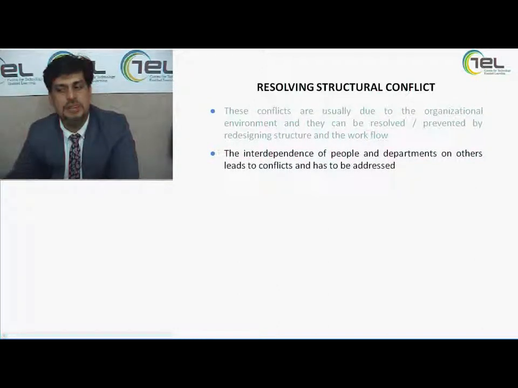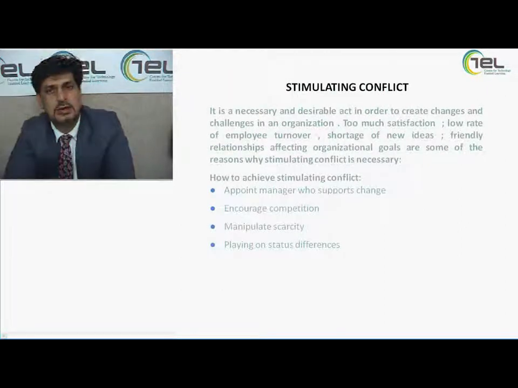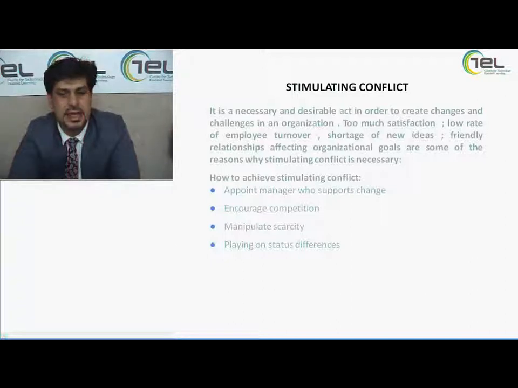The interdependence of people and departments on each other leads to conflicts, and this needs to be addressed. Wherever over interdependence of people is there, organizations need to work out means and ways where this can be reduced so that conflicts can be reduced. So these are some of the techniques or strategies by which conflicts in organizations can be handled or managed.